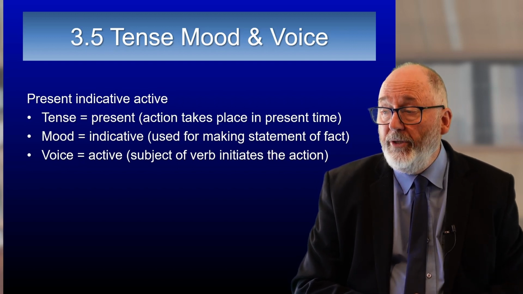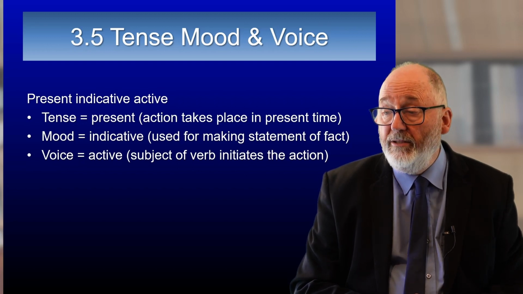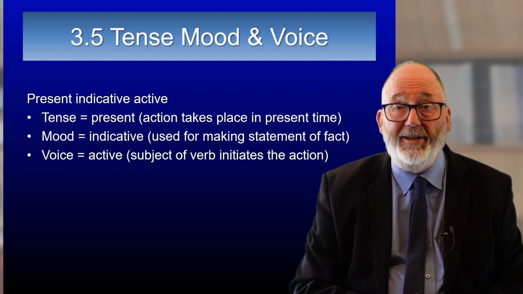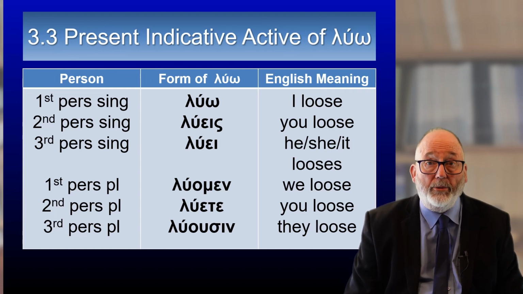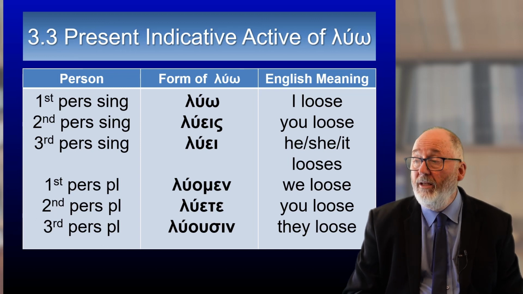The indicative mood is used for making statements of fact, and in the active voice, the subject of the verb initiates the action. Now here is the paradigm of the present indicative active of luo. The first thing I'm going to do is read it out, and as I read each entry, I'm going to leave a gap which will enable you to repeat the word after me.